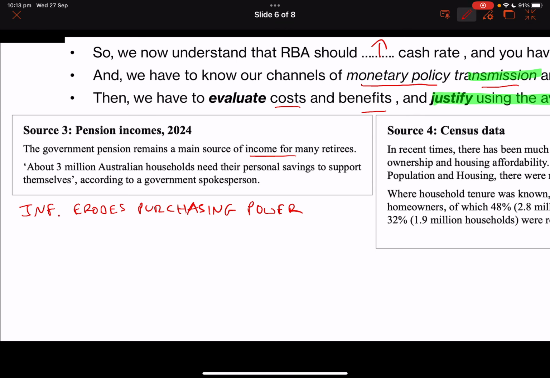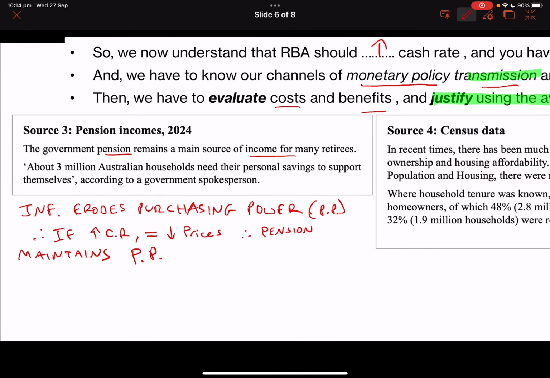So we assume, ceteris paribus, no change to the pension, which means that with inflation, these people are going to be worse off. Therefore, if we raise the cash rate (CR), the likelihood is a drop in prices. Therefore, the pension maintains purchasing power (PP).